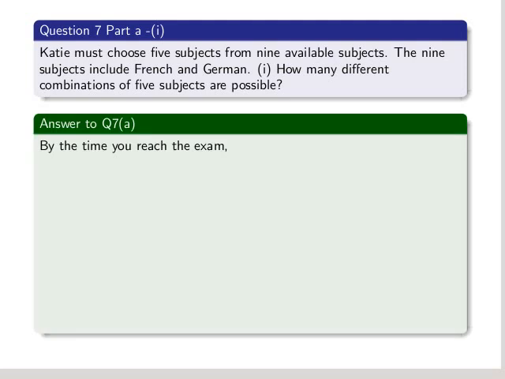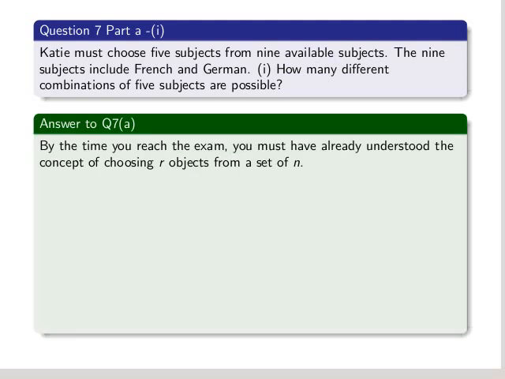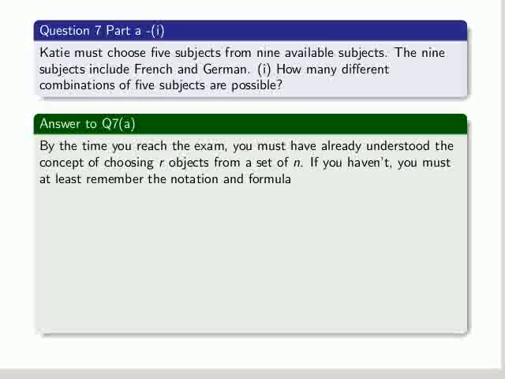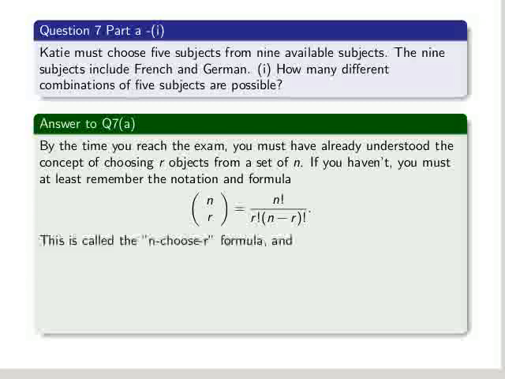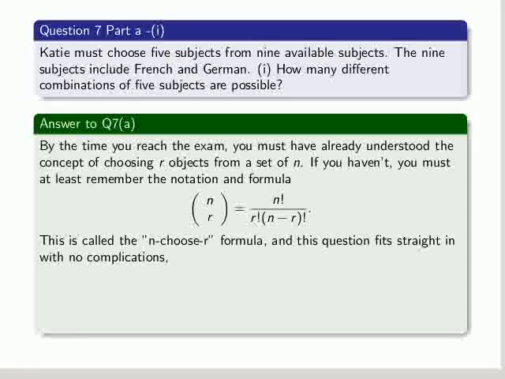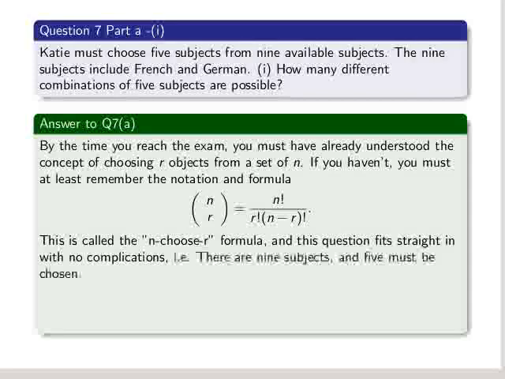By the time you reach the exam, you must have already understood the concept of choosing r objects from a set of 9. If you haven't, you must at least remember the notation and formula. Okay, there it is. n choose r, all in brackets, equals the factorial of n over the factorial of r times n minus r factorial. This is called the n choose r formula, and this question fits straight in with no complications.